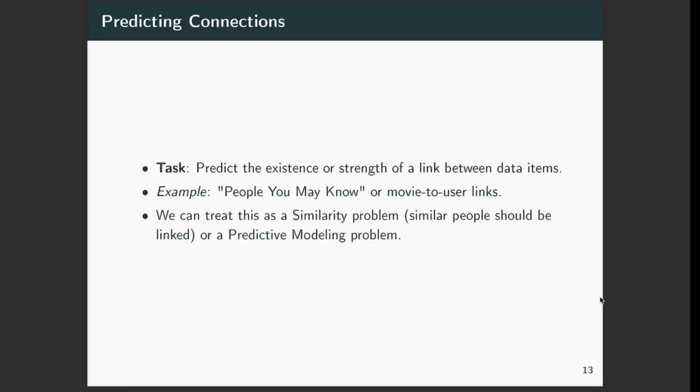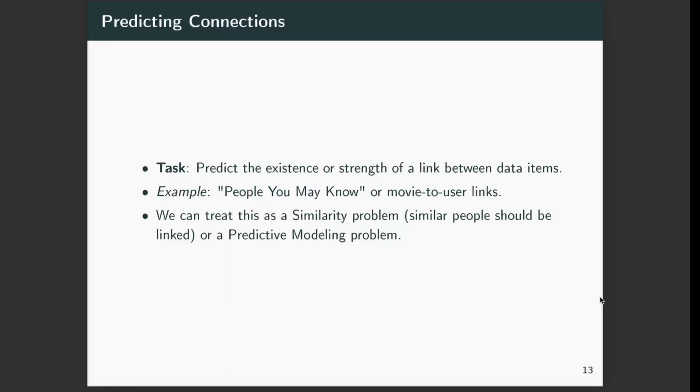The examples on the slide are ones you encounter every day in your digital life. When LinkedIn shows you people you may know, it is running a link prediction model. When Netflix suggests a movie you have not seen, it is predicting that a link between you and that movie should exist, that you would rate it highly. When Spotify curates a playlist, it is predicting links between you and songs.